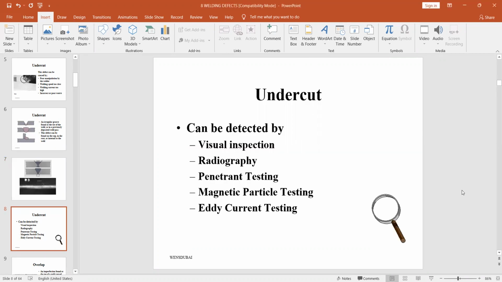For this undercut, the best NDT method is visual testing. For undercut detection, radiography can also detect it, and penetrant testing, magnetic particle testing and eddy current testing also. But you should always remember that visual inspection is the best technique to detect undercut, because visually we can see it, so why would radiography and penetrant testing be required? If somebody has not done visual inspection, then definitely you will get it in radiography.